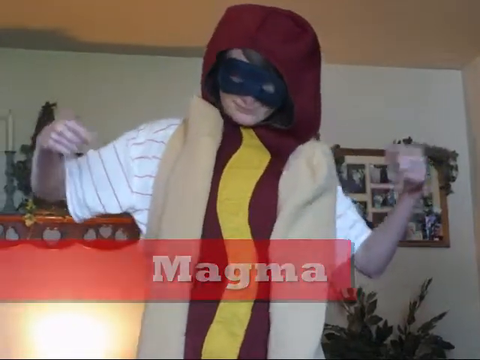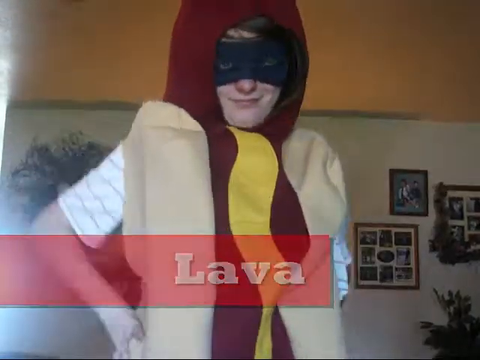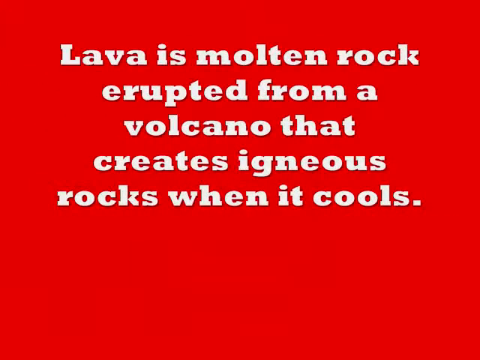Okay, so besides earthquakes, are volcanoes another way that Earth transfers energy from the interior to the surface? Yes, they transfer energy when pressure under the volcano and heat energy from magma builds up and eventually has to be released. Magma is molten liquid within the Earth's crust. So what comes out of a volcano? Well, mechanical energy comes out, but then the magma comes out as lava. Lava is molten rock erupted from a volcano that creates igneous rocks when it cools.